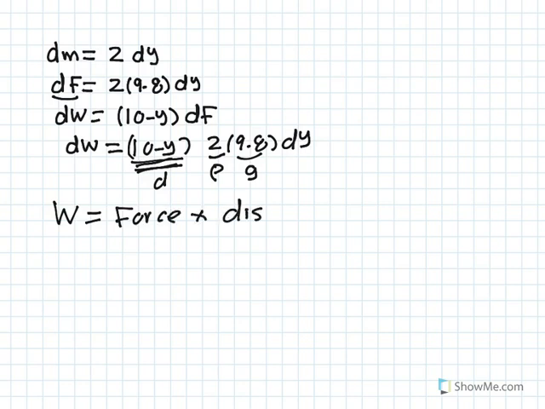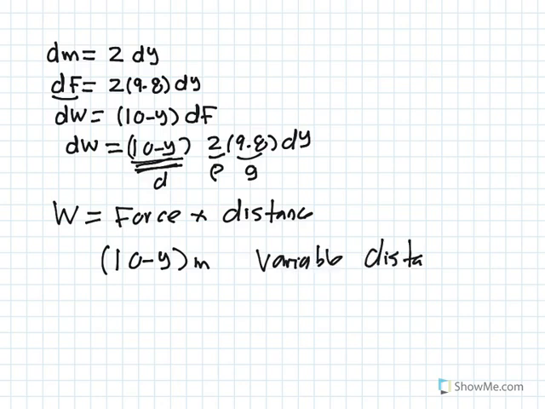So why do we need an integral to solve this? The reason is each piece of the 10-meter cable is lifted different vertical distances to reach the top. Each piece of the 10-meter cable has to travel 10 minus y meters, which is a variable distance. And for that reason, we need an integral to solve this. So the work integral will be the integral from 0 to 10 of dW.